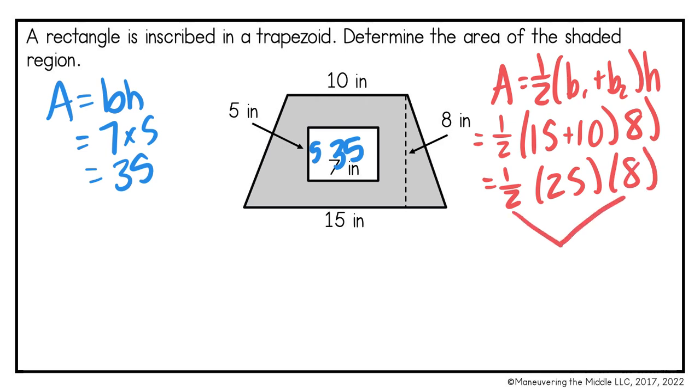So I'm going to take half of 8. Then I'm just left with 4 times 25. And I know, because I'm thinking money, 25 cents, 4 of those would make $1, which is 100. So the trapezoid is 100.